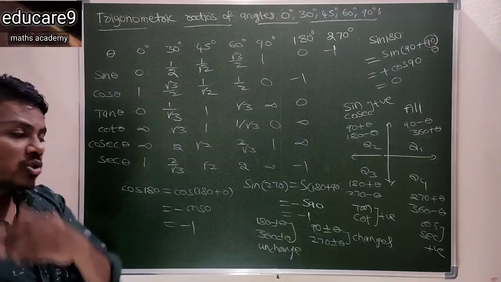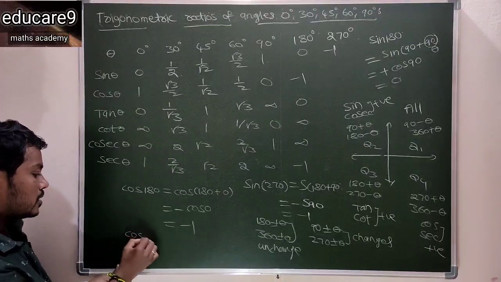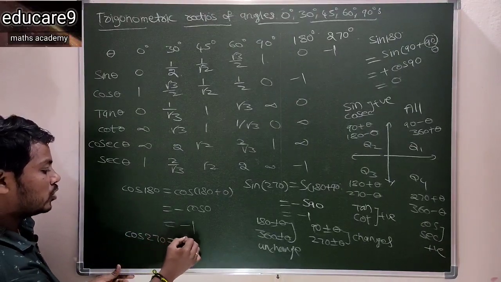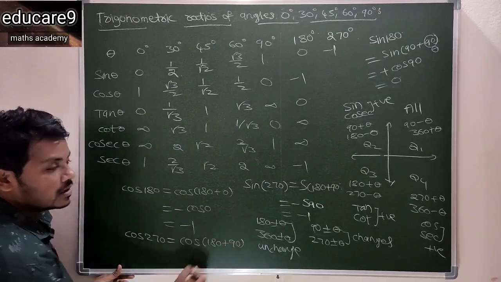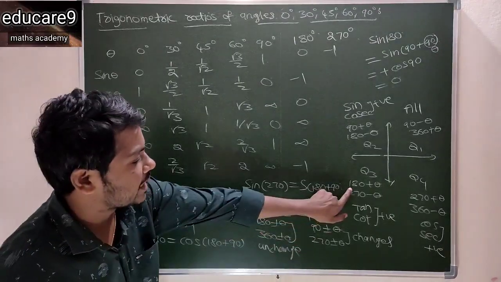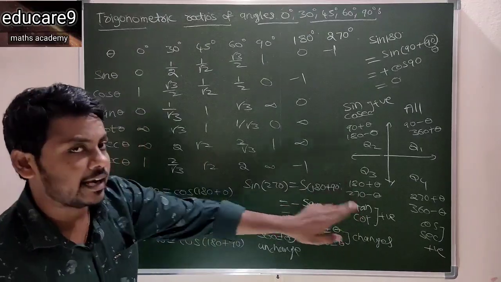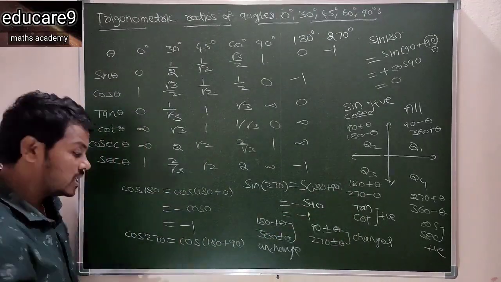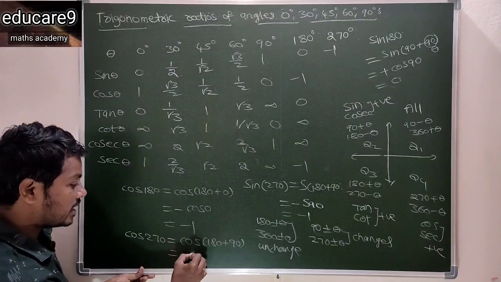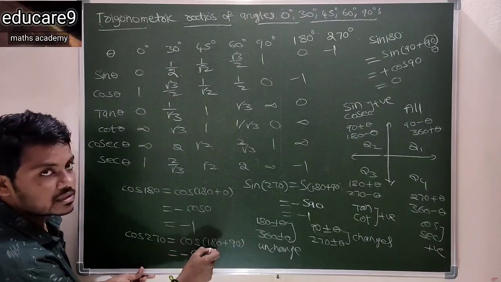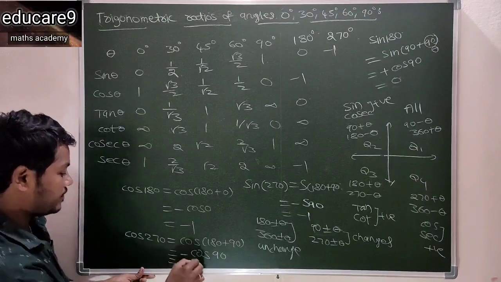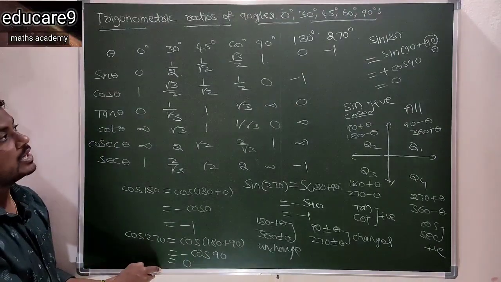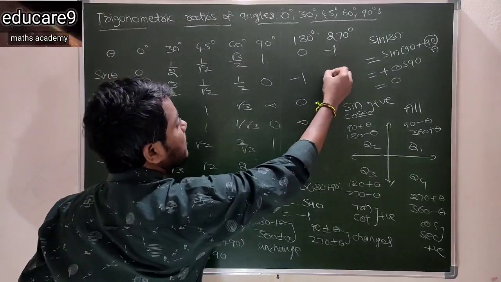And find cos 270. How to write? Cos of 180 plus 90. 180 plus theta, third quadrant. In the third quadrant tan and cot are positive, but here cos is there, so you get a negative sign and cos unchanged. So you will get cos 90. Cos 90 value is 0. So cos 270 value is 0.